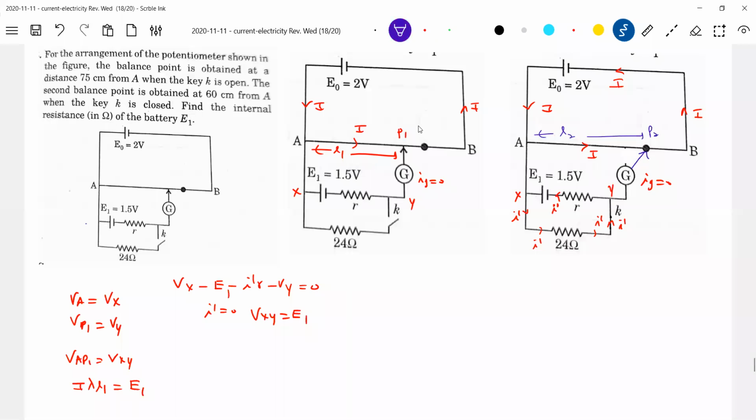Now, again, VAP2, no current through the galvanometer. So VA equal to Vx, VP2 equal to Vy. This X dash, Y dash, I'll give some other symbol. VAP2 should be equal to Vx dash, y dash. VAP2 is I lambda L2. What is Vx dash, y dash? We don't know, we have to calculate. I'll write the loop equation.